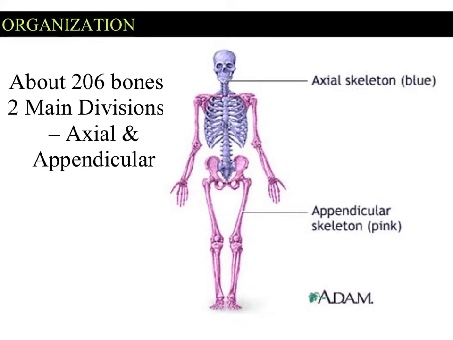The skeletal system actually has 206 bones in an adult. When a baby is born, they're actually born with many more than 206 bones, about 300 to be exact. Over time, those bones fuse together and make the 206 bones that we know today. There are two main divisions of the skeletal system.